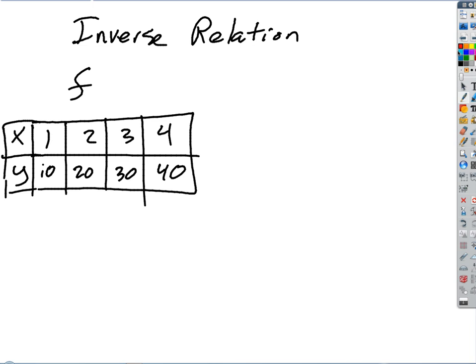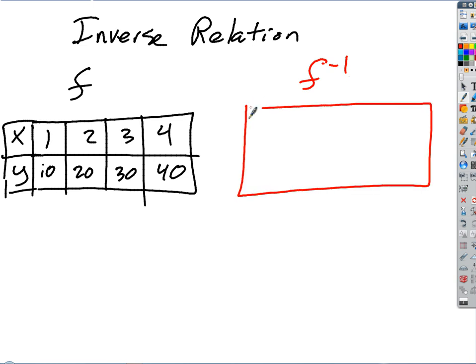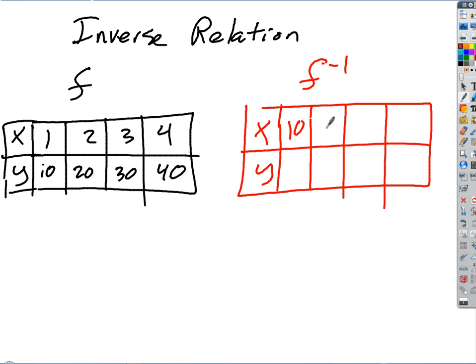Okay, what if I wanted to do, let's call it G, we'll call it F inverse. That's our notation for inverse, right? What's the domain of the inverse? What's the range? Moral of the story. How do you make an inverse? What's the definition of an inverse? Switch. Yeah, that's all you do.